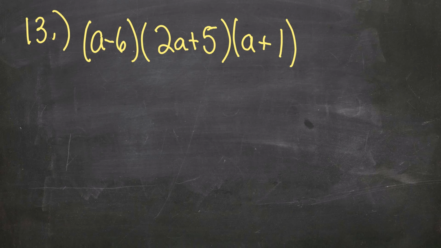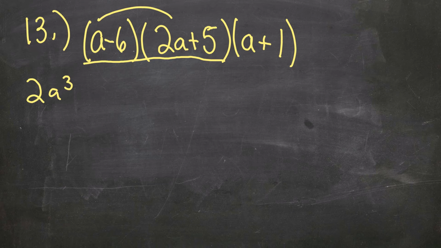Alright, 13 is the exact same concept as before, so I'm going to pick 2 first. I'm just going to do the first 2. You could do any 2 you wanted. I'll start with the first 2. A and 2a is 2a cubed. A then plus 5 is plus 5a.